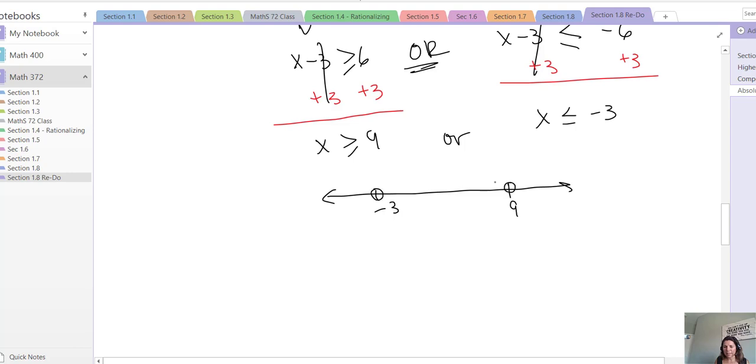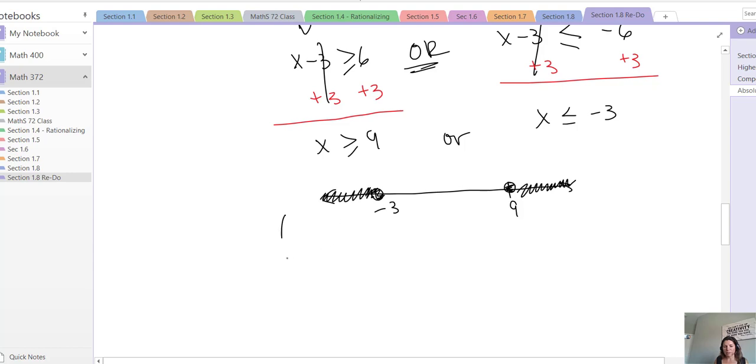And because we have an equals, these are going to be included, so solid circles. And x is greater than or equal to 9. If you're greater than or equal to 9, you're a larger number, so we're going to shade to the right of 9. Or x is less than or equal to negative 3. If you're less than or equal to negative 3, you are to the left of negative 3, so we're going to shade to the left.